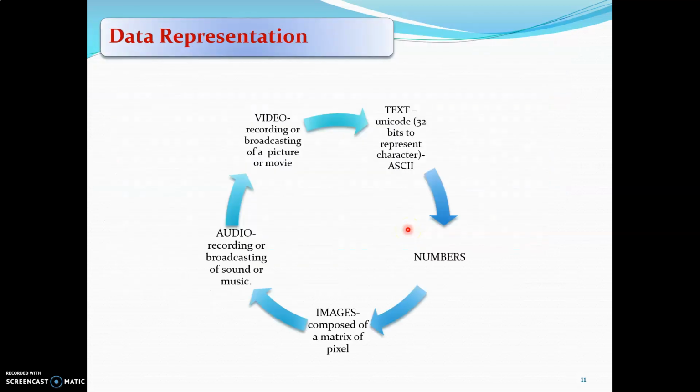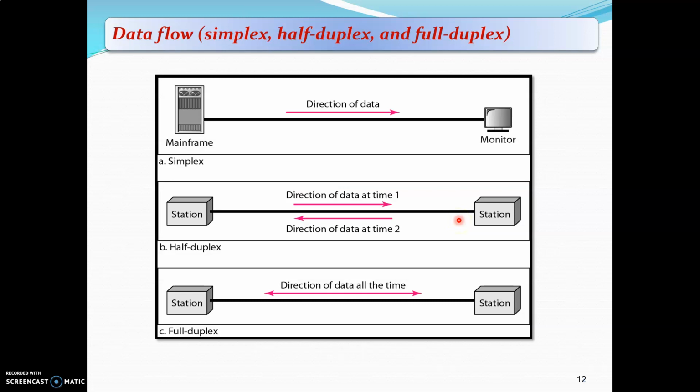Next, data representations. Here we have various types of data used in computer networks, for example text, numbers, images, audio and video. Video is a recording or broadcasting of pictures or movies. Audio means recording or broadcasting sound or music. An image is composed of a matrix of pixels. These types of data are used in computer networks.